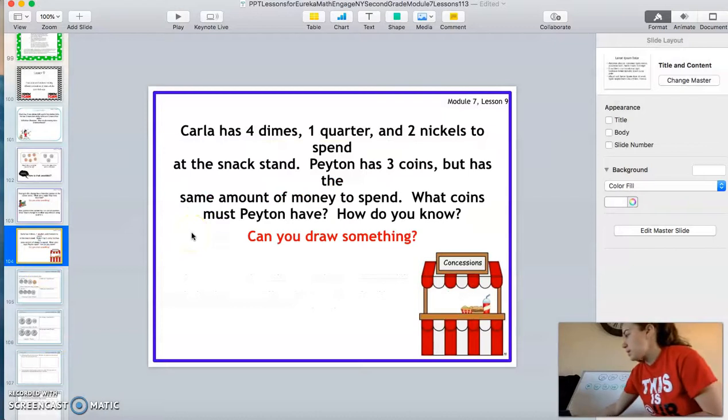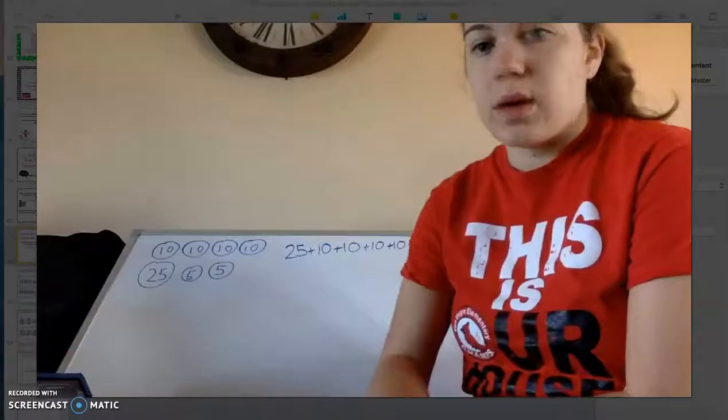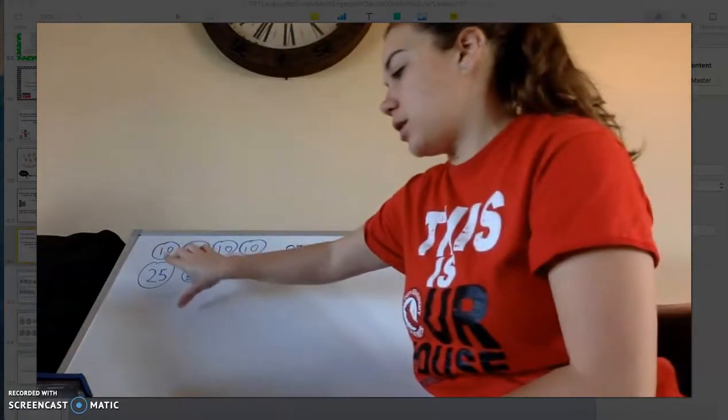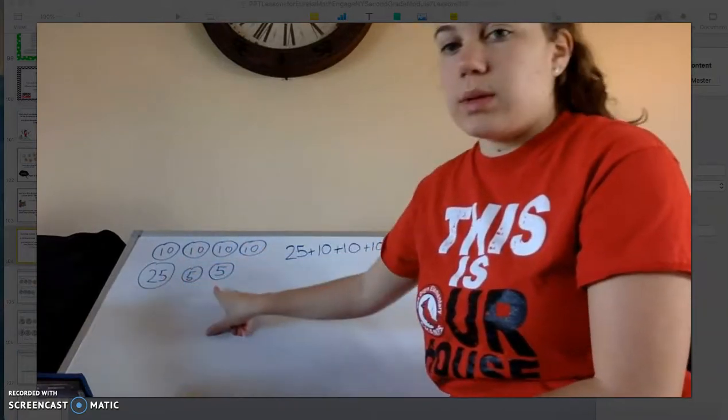So this problem says Carla has 4 dimes, 1 quarter, and 2 nickels to spend at the snack stand. And Peyton has 3 coins, but has the same amount of money to spend. What coins must Peyton have? How do you know? Can you draw something? Well, we're going to have to use my board to see. Okay, so on my board, I have Carla's 4 dimes, her 1 quarter, and her 2 nickels.